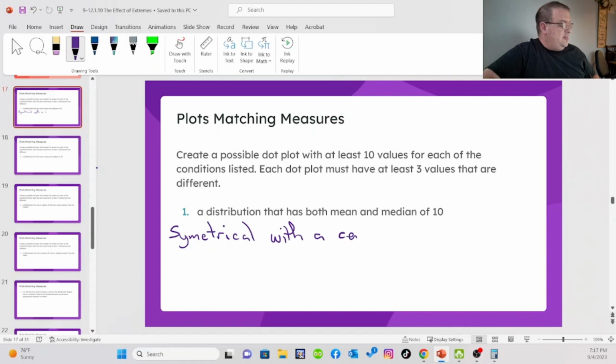And it must be symmetrical with a center at 10. If you draw a symmetrical distribution, regardless of whether it's bell-shaped, bimodal, or uniform, and that symmetrical data is centered around 10, it will fit this description.